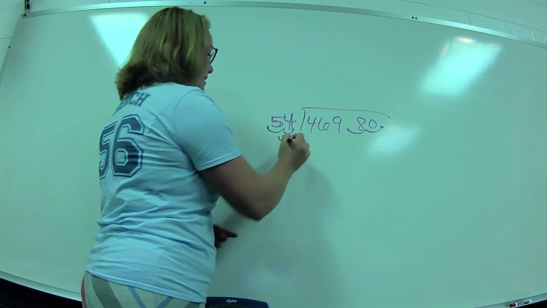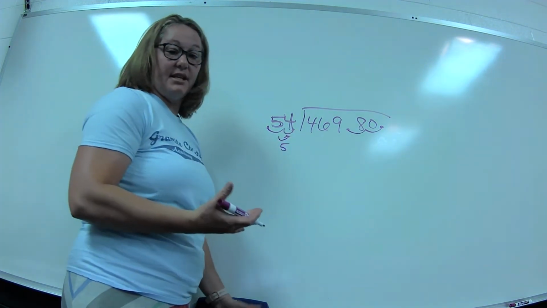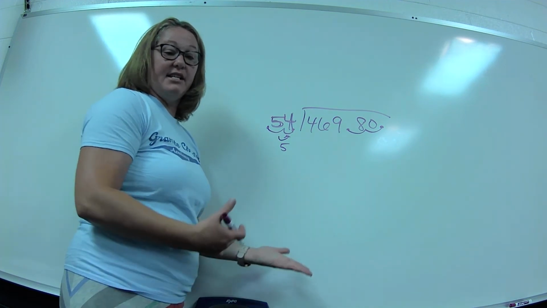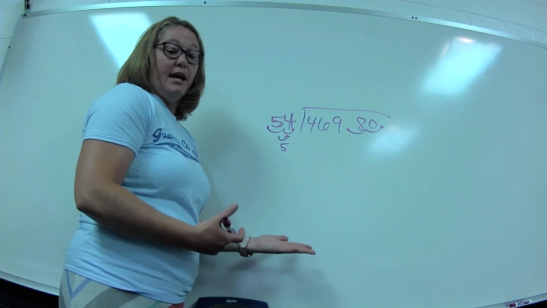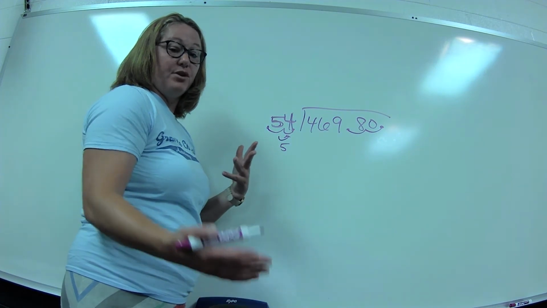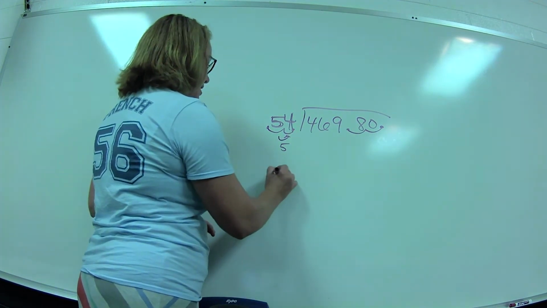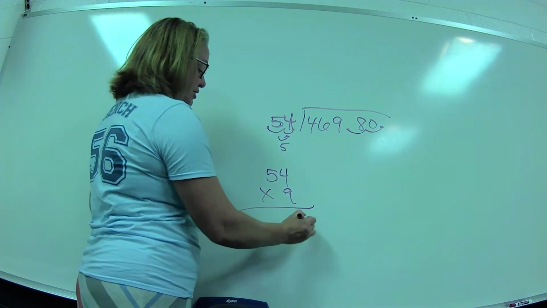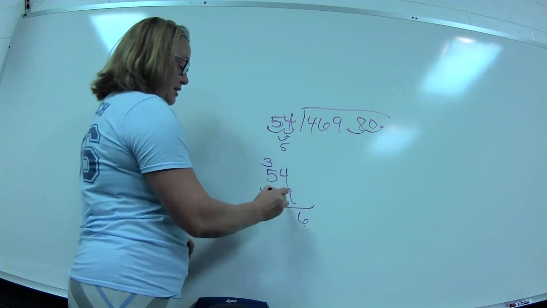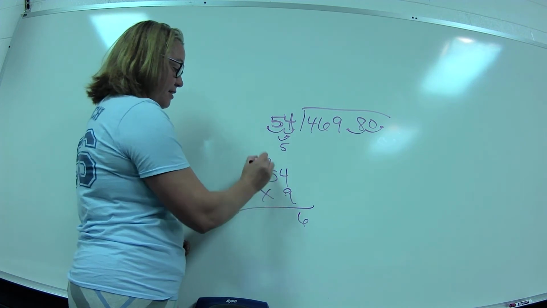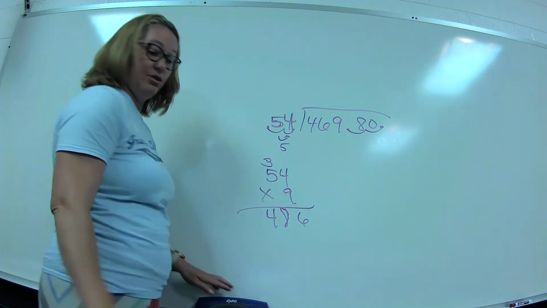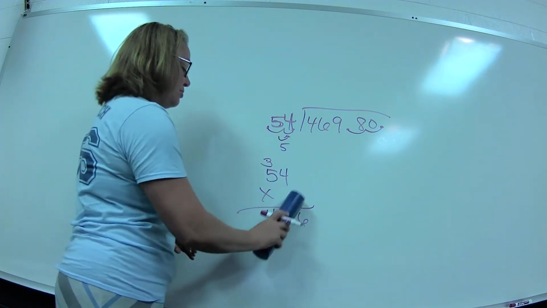So let's say 5. 5 can go into 46. 7 times 5 is 35. 8 times 5 is 40. 9 times 5 is 45. So let's go 9. 54 times 9. 9 times 4 is 36. Then you have 45. But that's going to give you 48, which is too big, so we know we need to go to an 8.